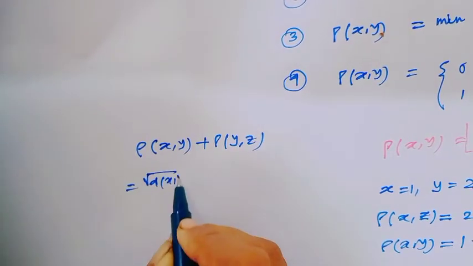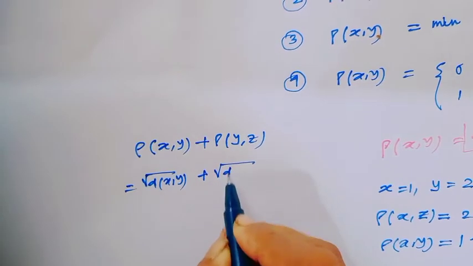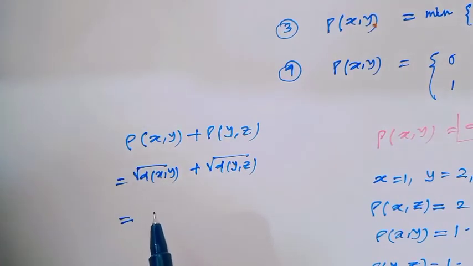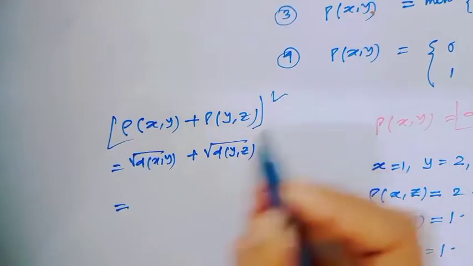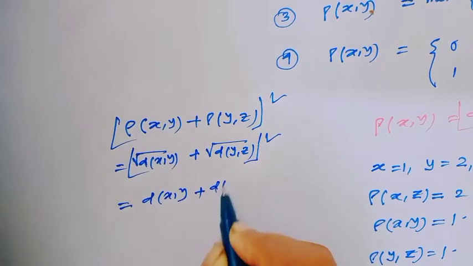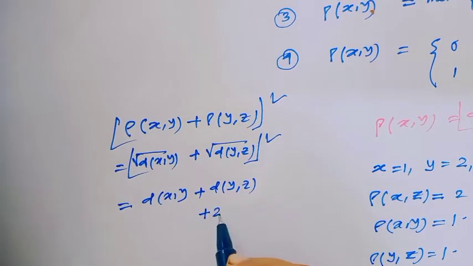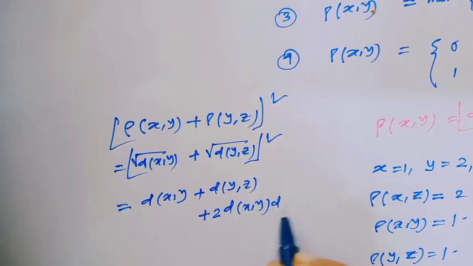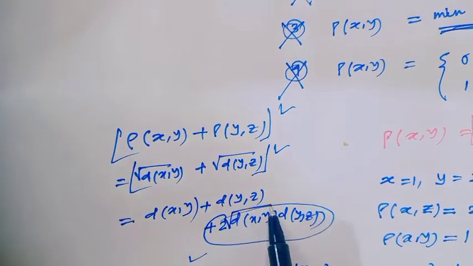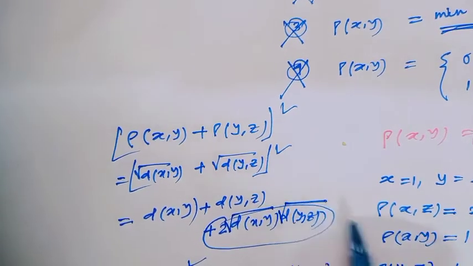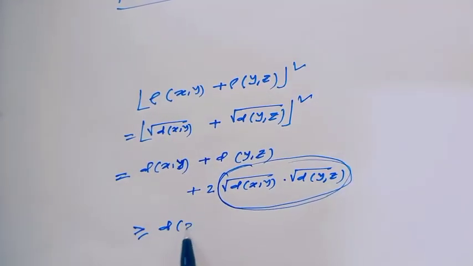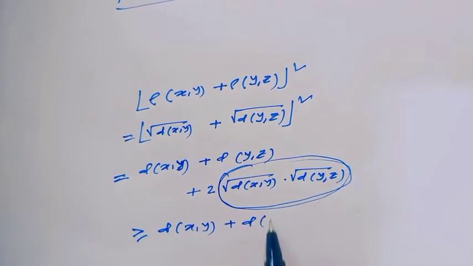For the triangle inequality, consider rho of xy plus rho of yz. Rho of xy means the square root of d of xy, and rho of yz means the square root of d of yz. Now just square both sides, then this would be d of xy plus d of yz plus 2 times the square root of d of xy times the square root of d of yz. Omit this part, then obviously this would be greater than or equal to d of xy plus d of yz.